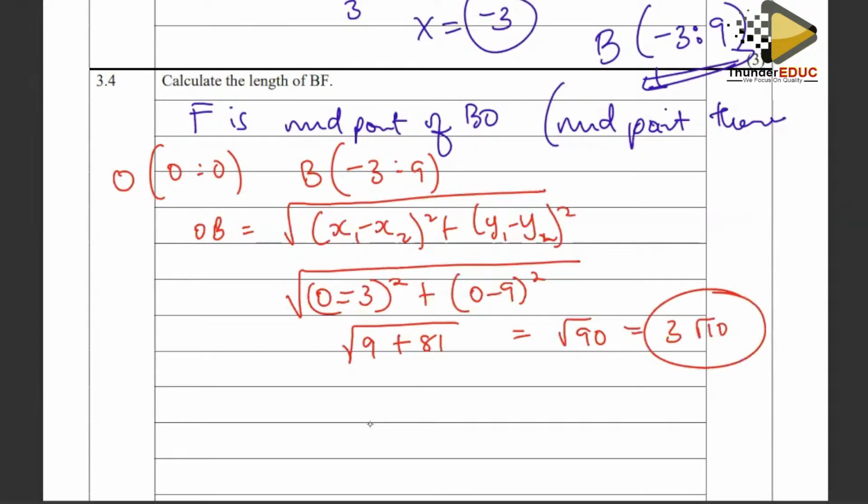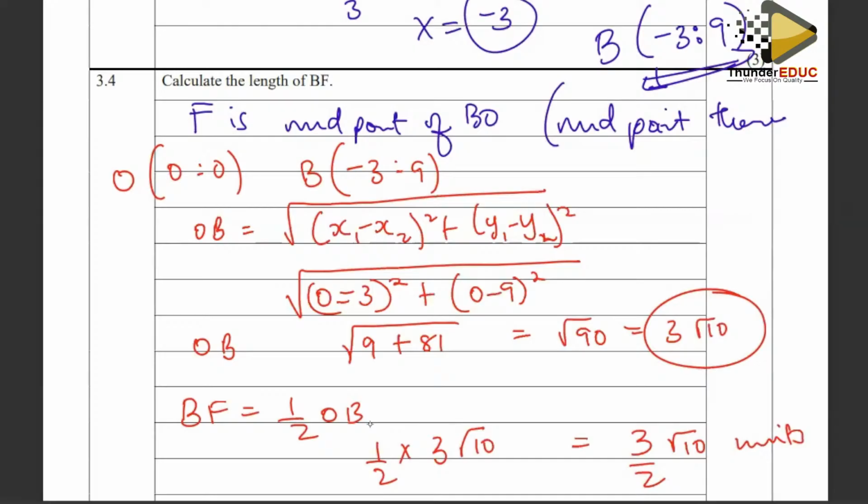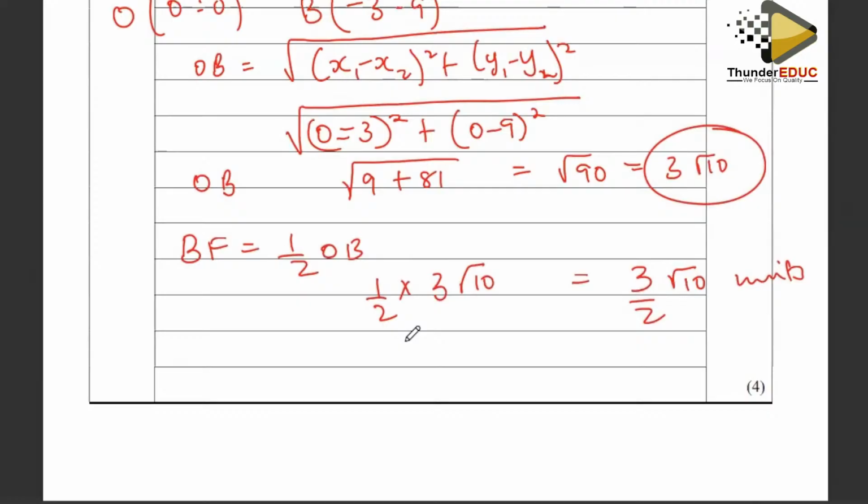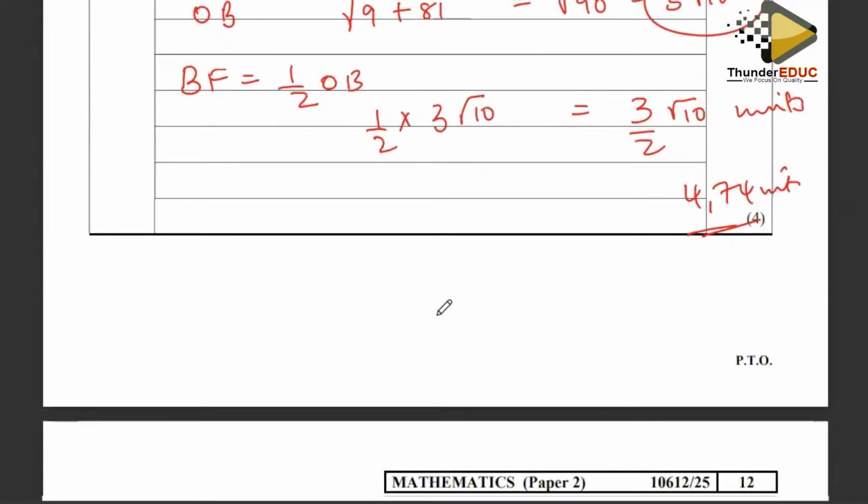So this is the distance OB. But BF is a half of OB, meaning that 1 over 2 times 3 root 10. So we get 3 over 2 square root of 10 units. I would prefer to leave it like that and not necessarily put it into decimals. But for people that love decimals, if we were to use decimals, what would be the answer? It would be 4,74 units. Okay, so that is 3.4.